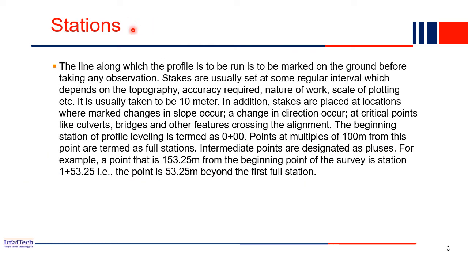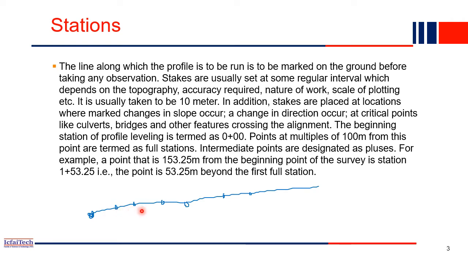So, as I mentioned, profile leveling means basically you have the road, right? You have the starting point, which you call the benchmark, and then we take multiple intermediate points, right? These points, sometimes we call them stations. The line along which the profile is to be run is to be marked on the ground, right? So every 10-meter or 15-meter interval, we keep one peg, basically survey pegs, to mark that this is our station.